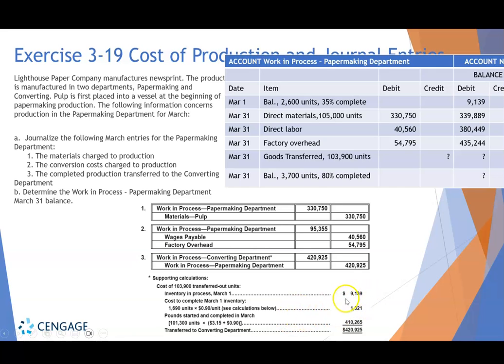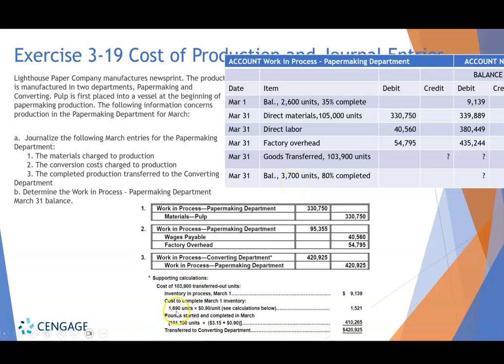And we'll look at it on the next slide, but that cost was $1,521 in order to complete that portion. The pound started and completed in March. We started, we have units of 105,000, but we have in ending inventory 3,700 at the end of the period.